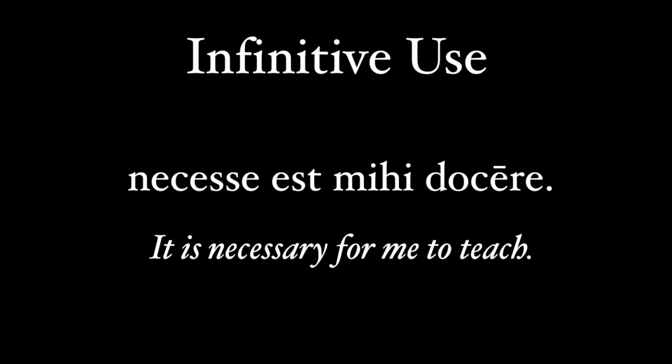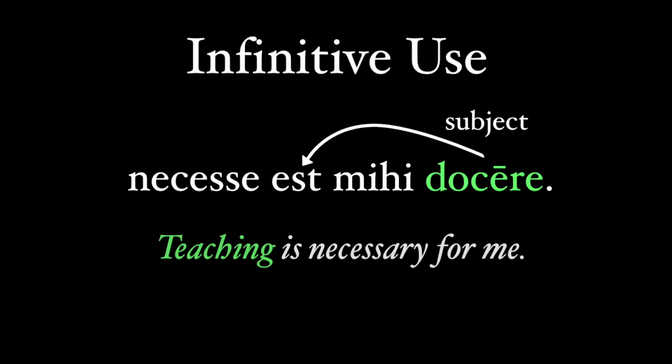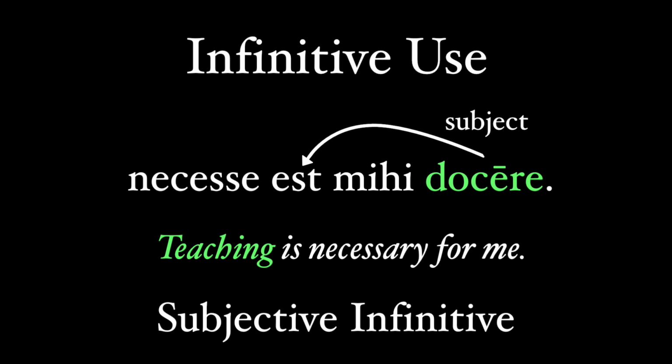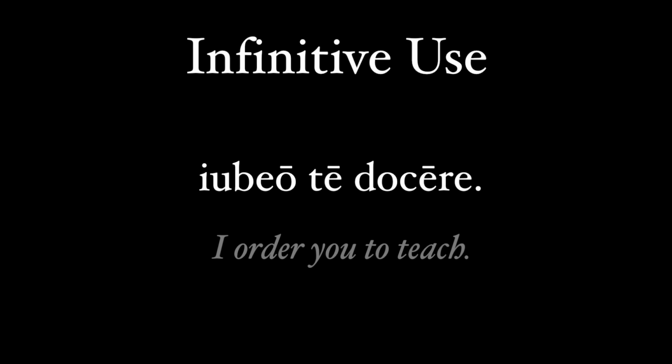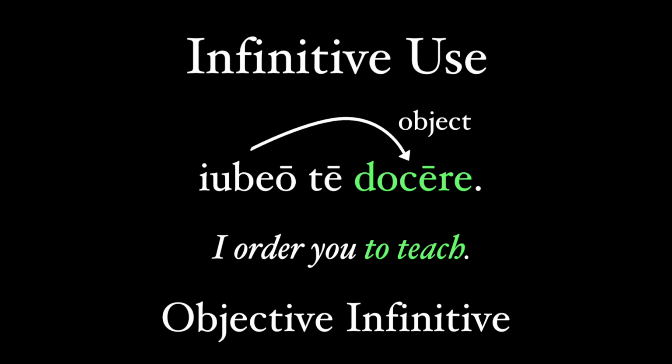In Latin, the infinitive is most often treated like a noun, and that's a little confusing, so let me elaborate. In the sentence necesse est mihi docēre, it is necessary for me to teach, the infinitive docēre is actually functioning as the subject of the verb est. Yes, it's necessary for me to teach, but it's more correct to say, to teach is necessary for me, or better, teaching is necessary for me. This is called the subjective infinitive, and because the infinitive is the subject of est, it's really a noun. In the sentence iubeo te docēre, I order you to teach, docēre is acting as an object of iubeo, since it answers the question, what do I order you to do? To teach. And that's how we find direct objects. So docēre must be a direct object, which makes it kind of a verbal noun. It acts as a noun, but at its core is an action. And this is called the objective infinitive.